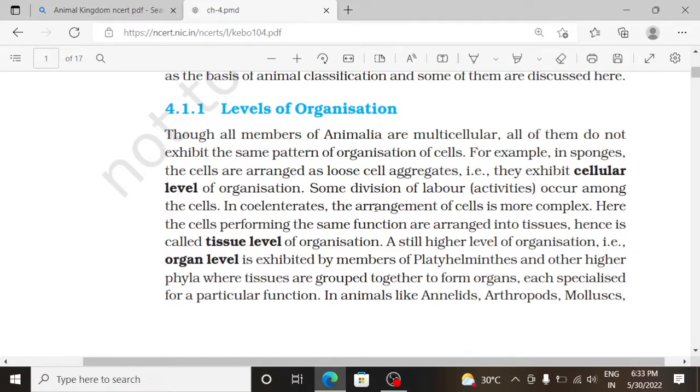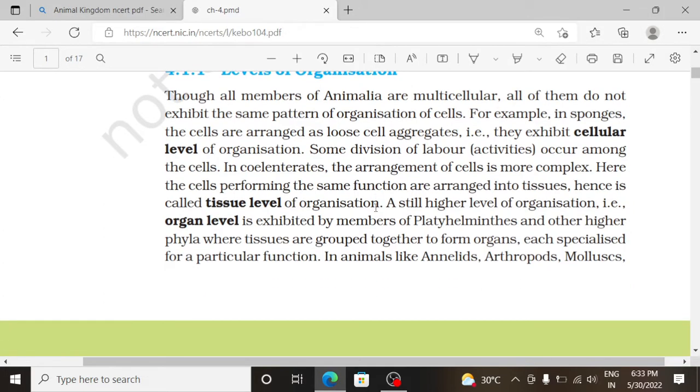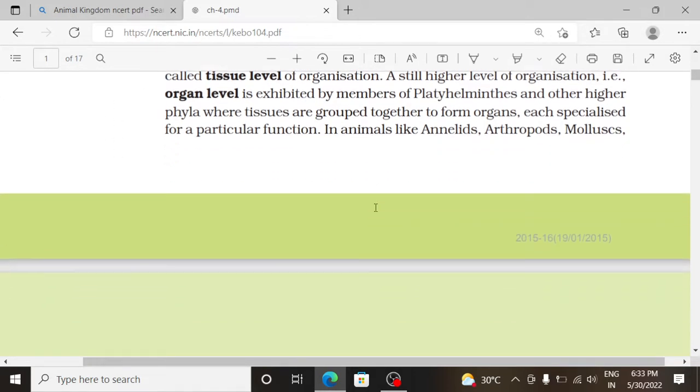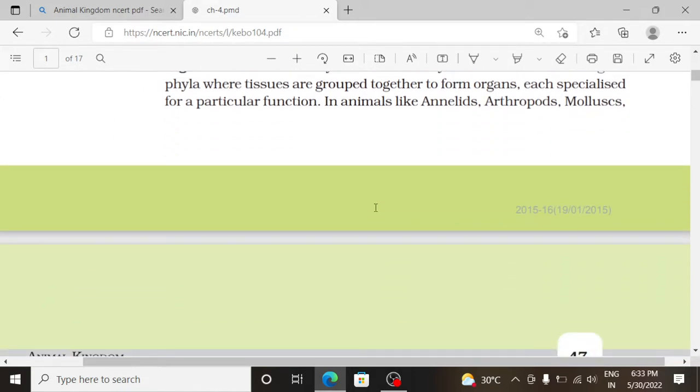Animals still have a higher level of organization, that is, organ level, which is exhibited by members of Platyhelminthes and other higher phyla, where tissues are grouped together to form organs, each specialized for a particular function.